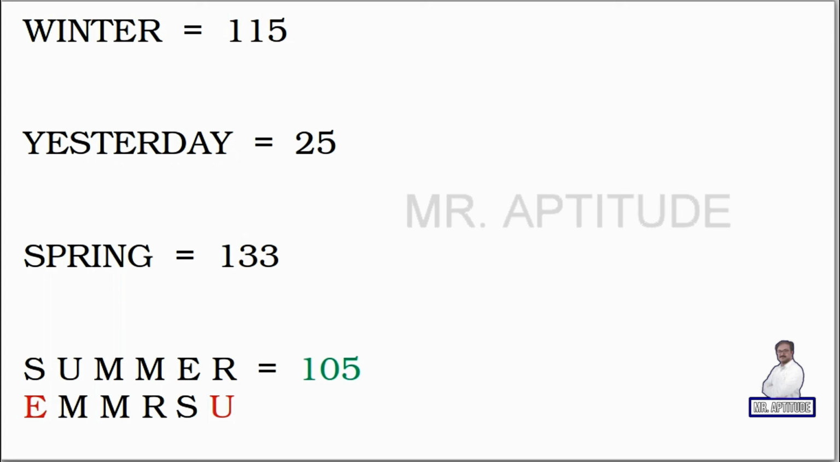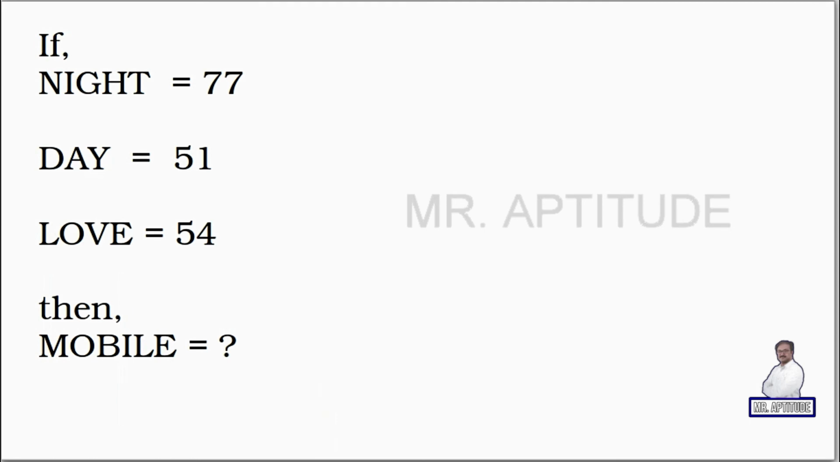The reason I am not writing alphabet values here is you should get used to those things. And for every question, I want you to pause the video. Try solving that question once and then get back to the video. That will definitely help you a lot. Now let us move on to the next question. If night equal to 77, day equal to 51, love equal to 54, then mobile equal to what? Here, we are going to learn another important thing.